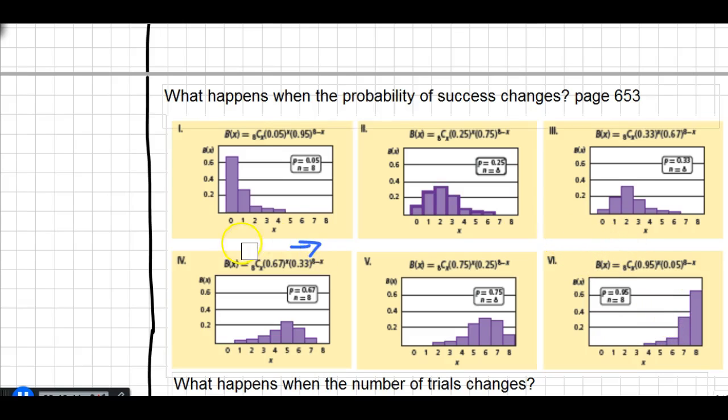So the question is, as we move from a probability that's low all the way up to high, what's happening to the graph? You can see that when we start with a low probability, it's skewed to the right. Then it becomes more and more symmetrical in shape, almost like a bell-shaped curve, and then it starts skewing to the left. So that's pretty much what we would expect to happen in the graph.